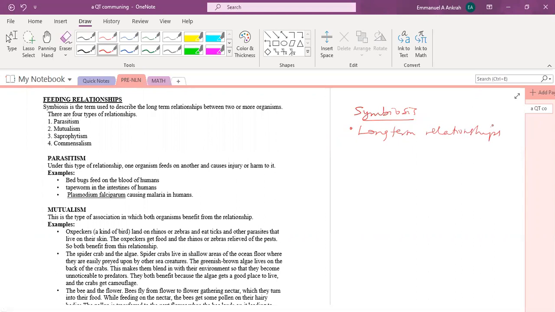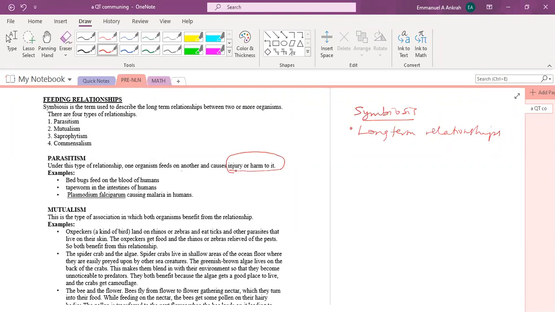Now the first one is parasitism. We have parasitism, the second is mutualism, the third is saprophytism, and the fourth one is called commensalism. So let's look at parasitism. Think of the word parasites. Under this relationship, one organism feeds on another and causes injury or harm to it. The important keyword here is the injury or harm caused to the organism. Any relationship where there's injury or harm caused to the organism is a parasitic relationship, so parasitism.